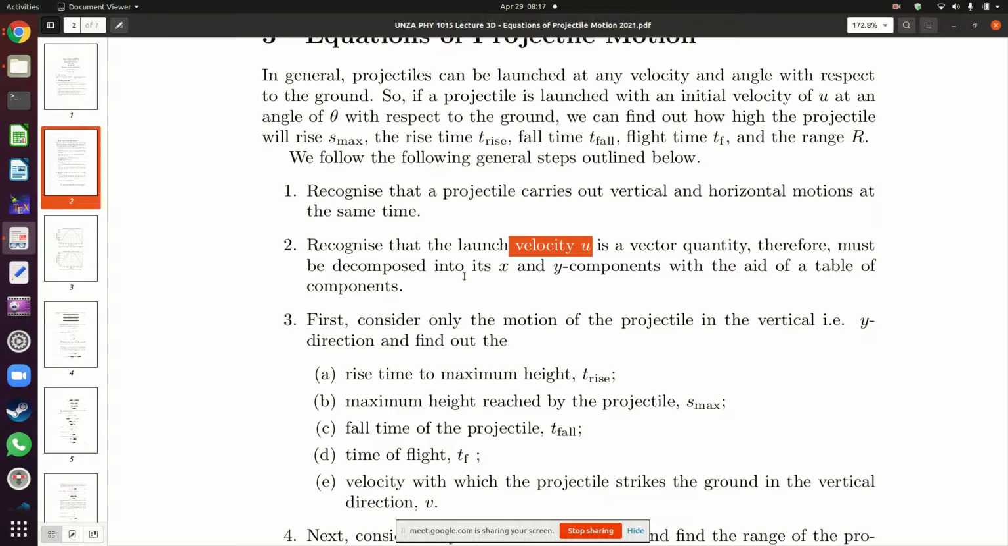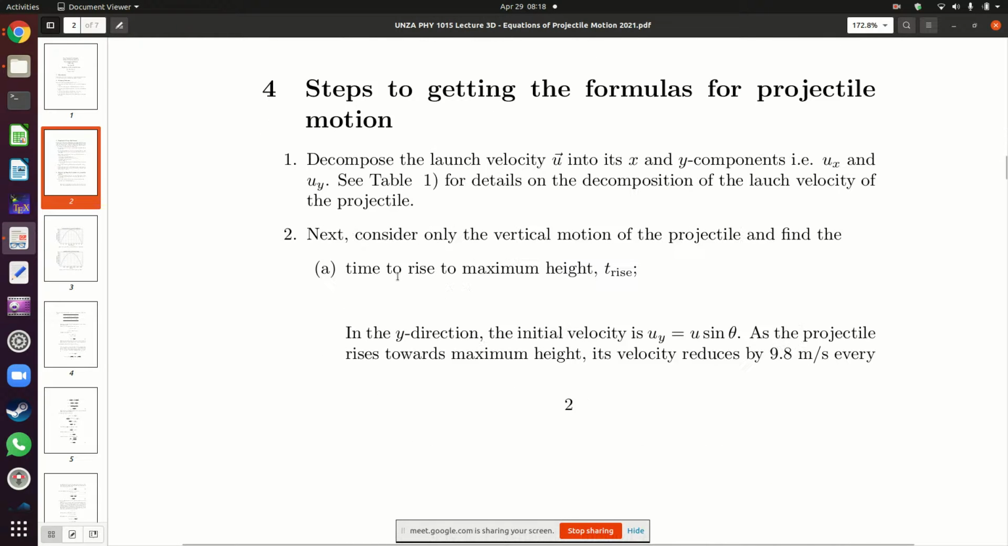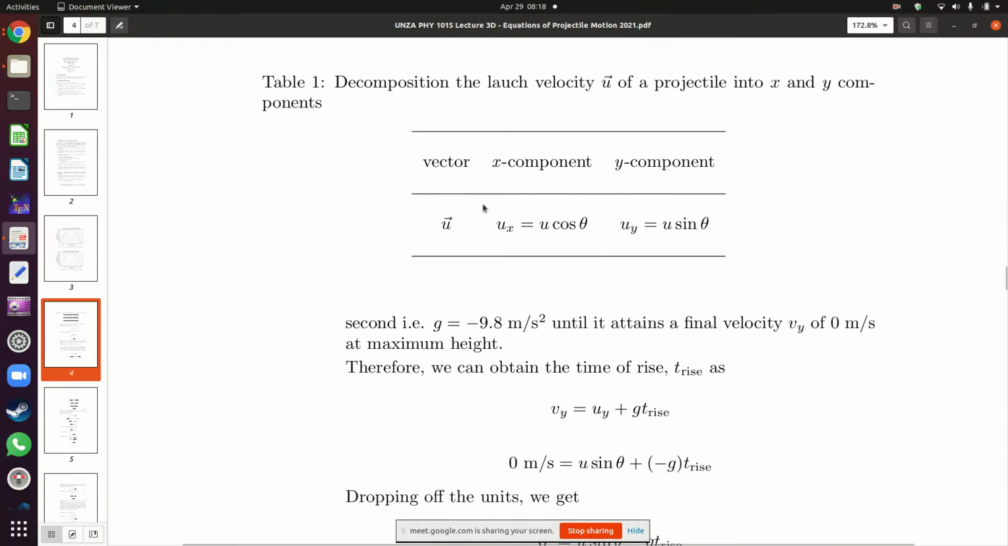So you need to know how much the velocity is along the x-axis, which is the horizontal direction, and how much the velocity is along the y-axis, which is the vertical direction. So we are going to give you a launch velocity, u. From this launch velocity and the angle at which the projectile is launched, you need to find out how much is this u along the x direction and how much is this u along the y direction. So for you to do this, you have to come up with a table like this. So you have your velocity u vector, then you find out how much it is along the x direction.